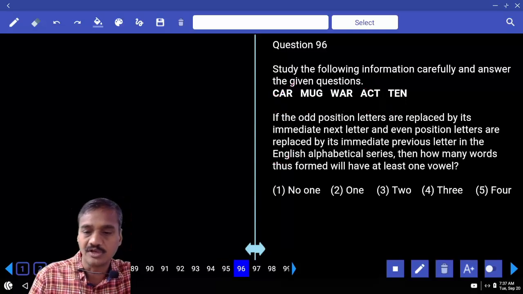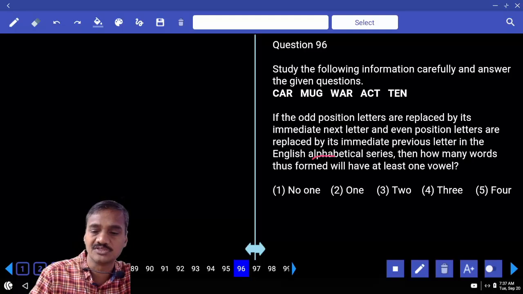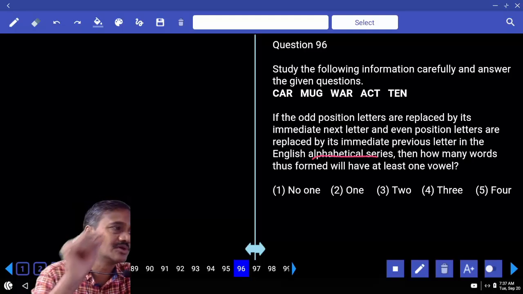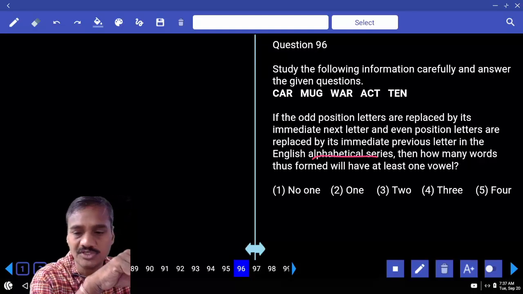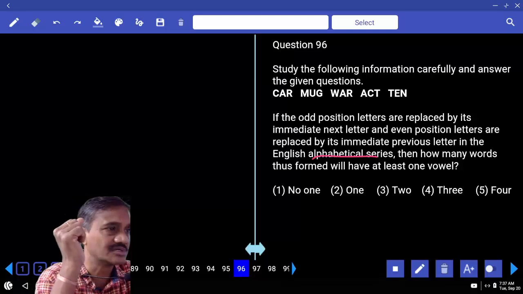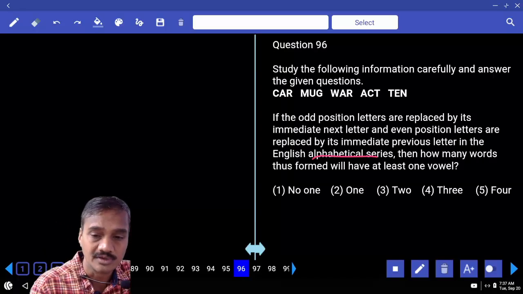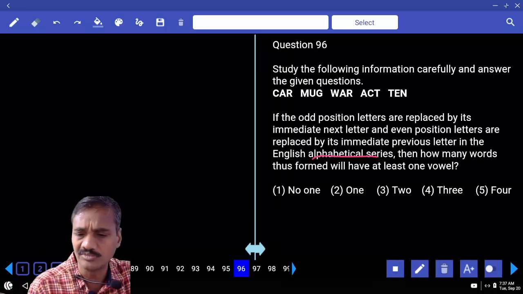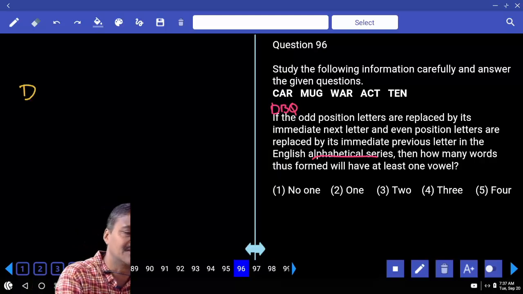Then 96. The odd position letters are replaced by its immediate next letter, and even position letters are replaced by its immediate previous letter in the English alphabetical series. What is the value of A? 1. Is 1 an odd number or not? As it is an odd number, it should be replaced by its next letter. Even means minus 1, odd means plus 1. Now C, A and R. Odd number places are replaced by the immediate next letter. C is 3, so this will be D. A becomes B. What does R become? Even, so Q. DBQ. Does it fit or not? DBQ.